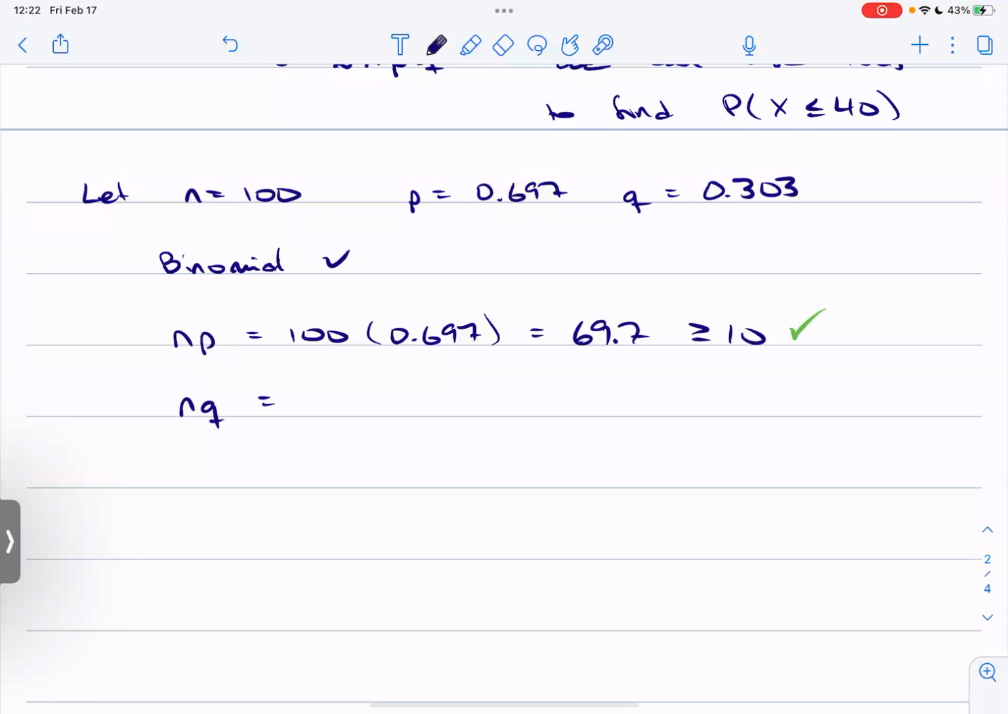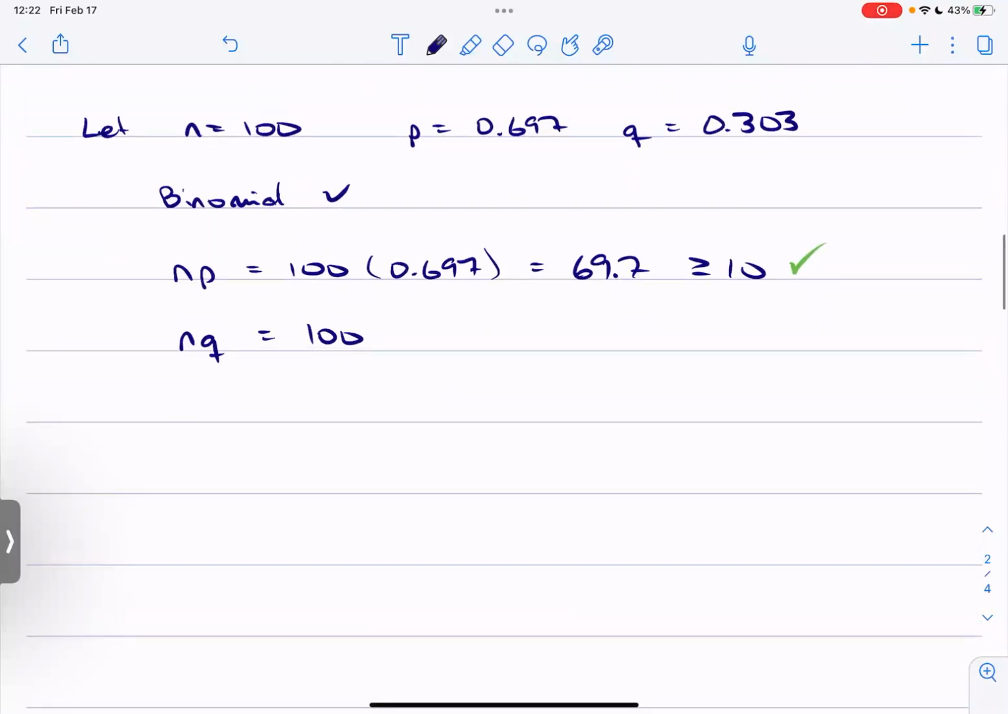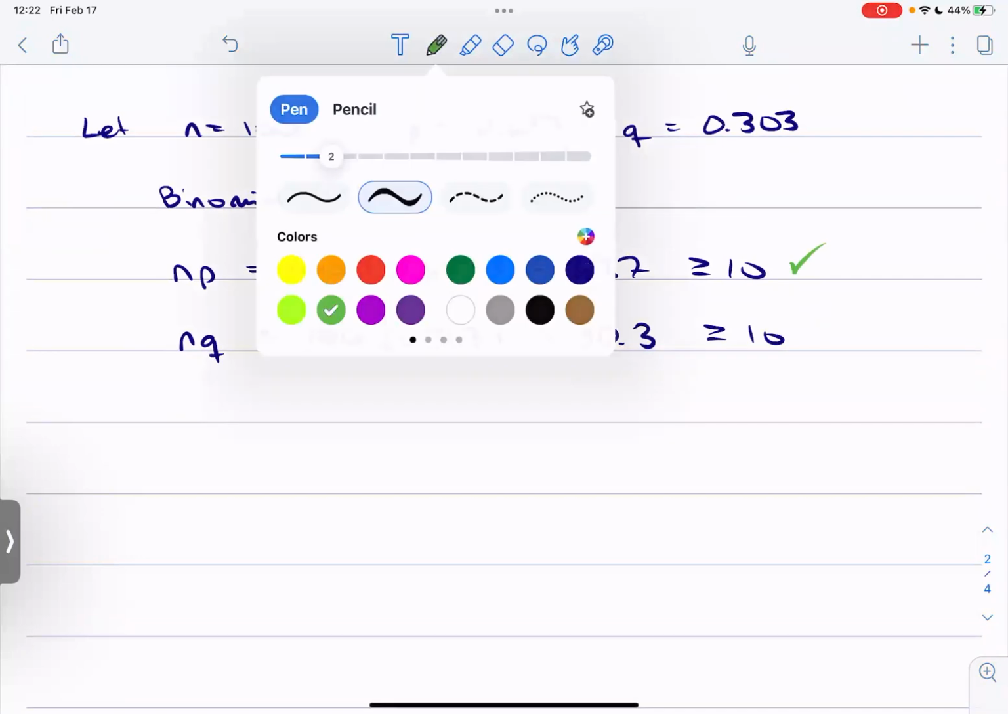Next thing I need to check is that 100 times the probability of failure, so the expected number of failures, 0.303, is 30.3, which is also greater than or equal to 10.